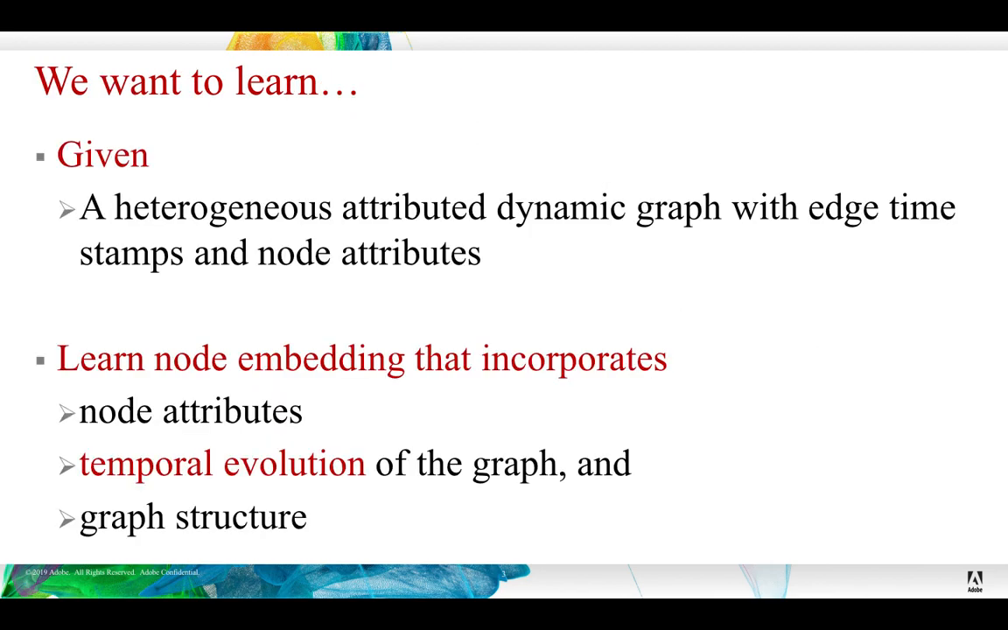Our work addresses a representation learning problem in such a dynamic time evolving network. In particular, given a heterogeneous attributed dynamic graph with edge timestamps and node attributes, we want to learn a node representation that incorporates the attributes associated with the nodes, temporal evolution of the graph, and the graph structure.